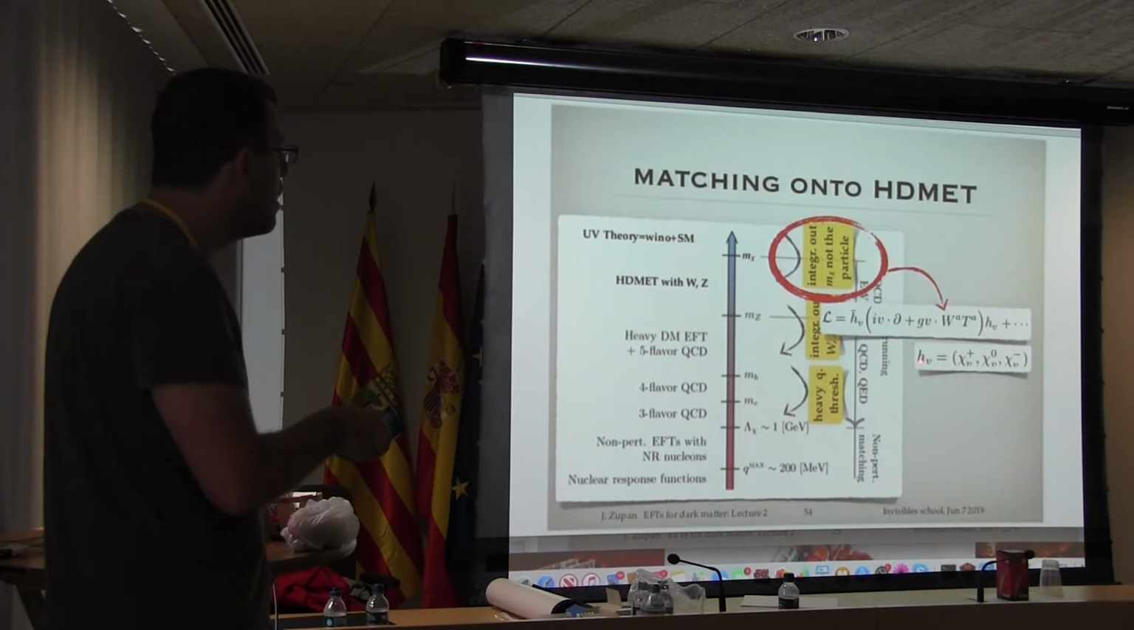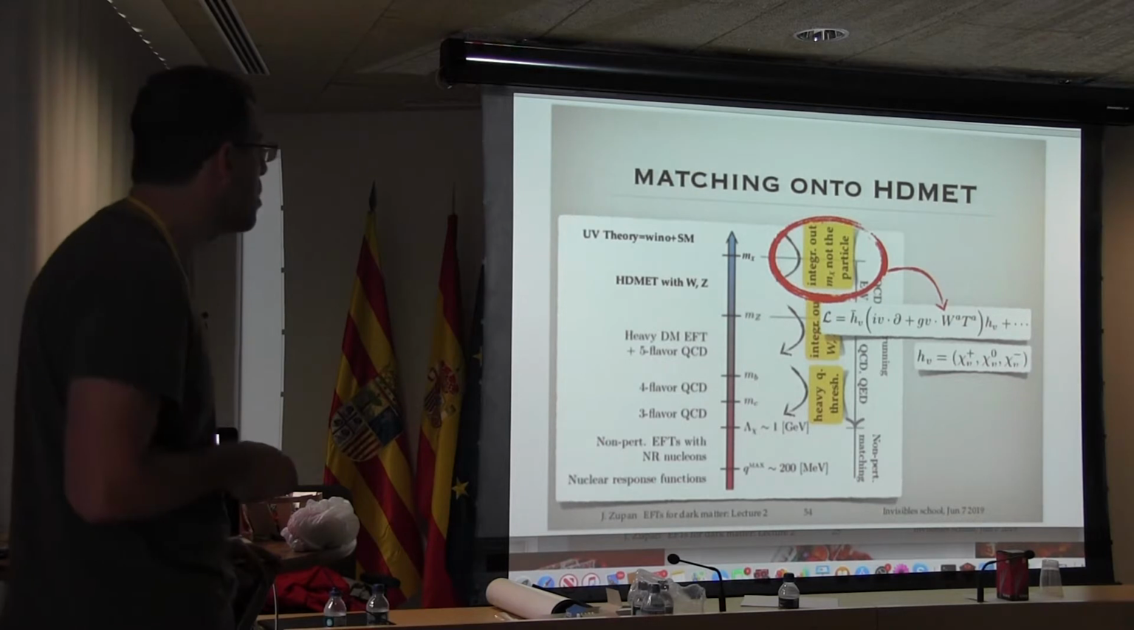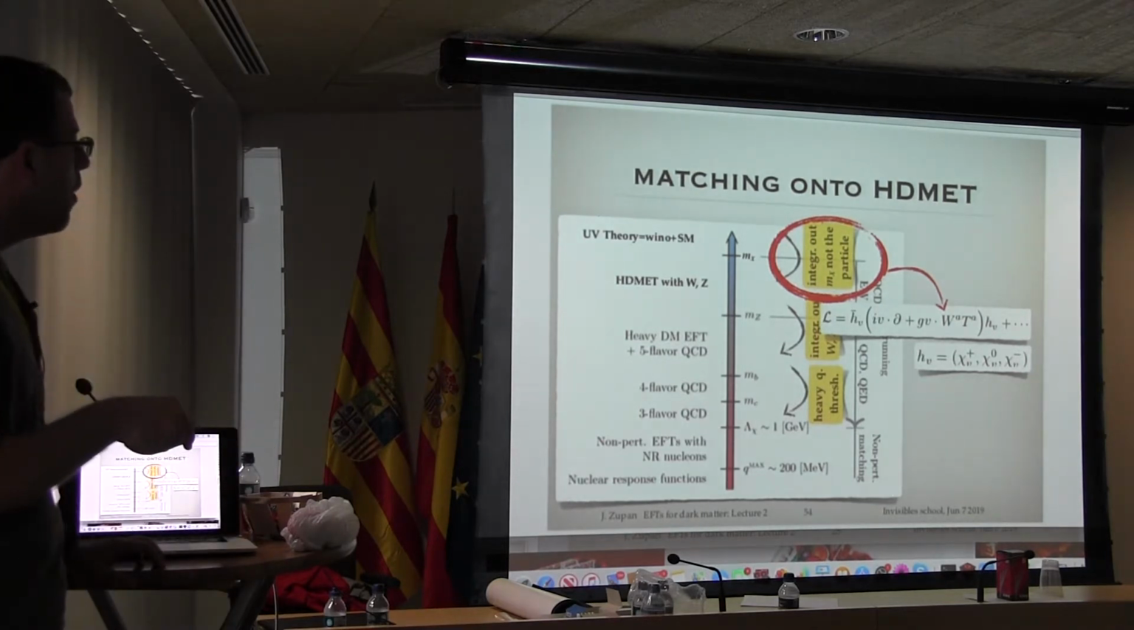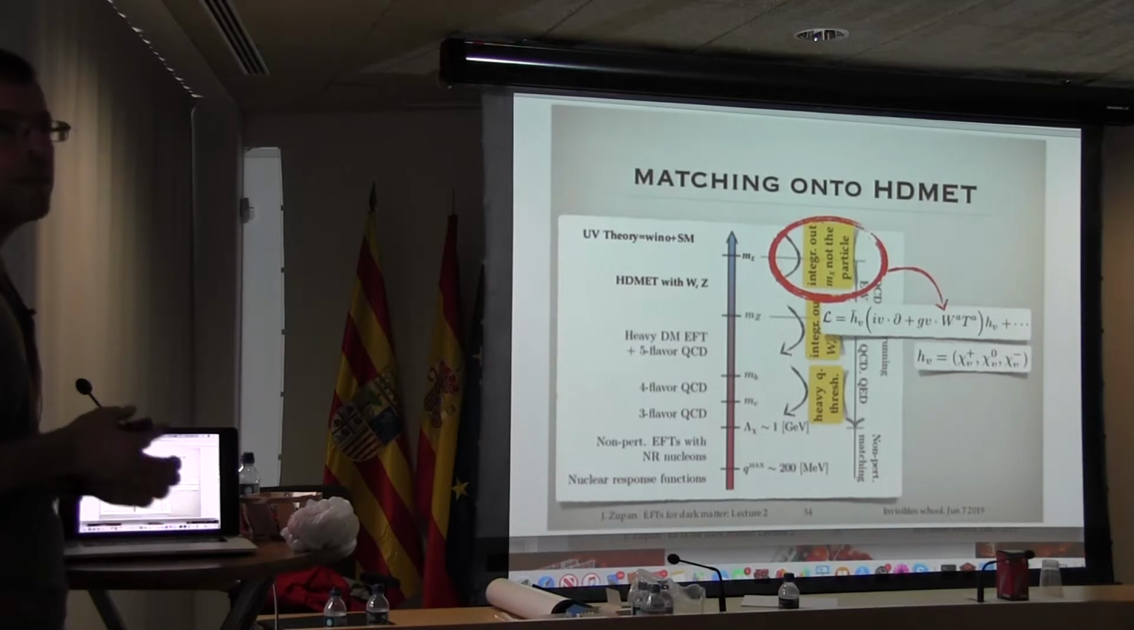Now this HV is a triplet of states. So we know it has 3 components: the positively charged, the neutral, and the negatively charged component. There are couplings to W's because it's a triplet. And then there's the time derivative. So there are 2 surprising things here.